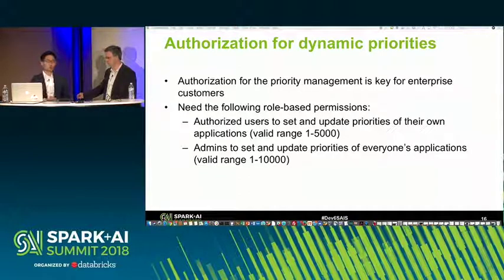So what this valid range does is to reserve the range from above 5,000 to 10,000 for admins as a privileged priority value range, so then they have full control over the cluster. So users would have to lower priority values if they want to prioritize and order their applications.